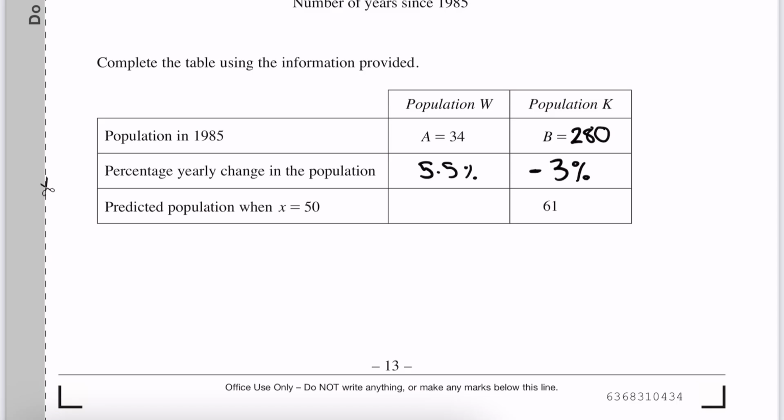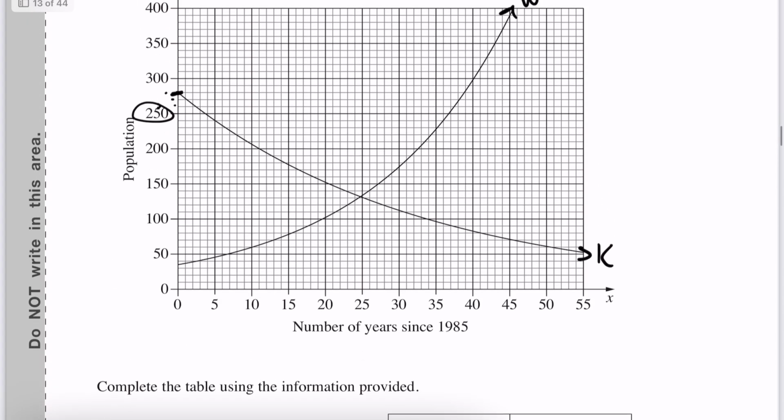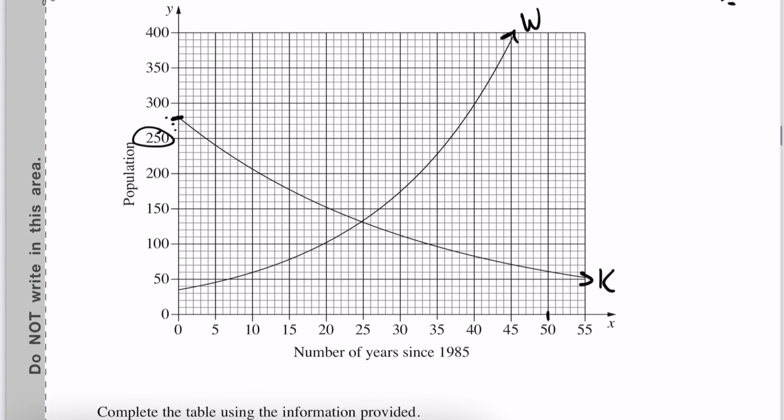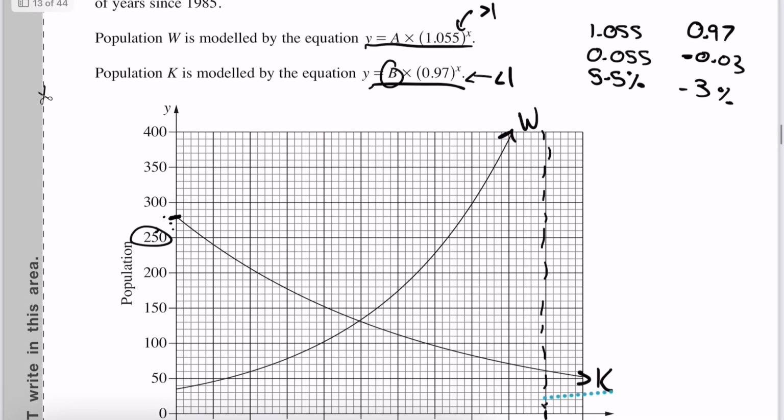The predicted population when x equals 50, they already give it to us for population K, but for population W, they don't. So what we need to do is go here, look at 50, and line it up to our graph. But what we then need to notice is that the W graph doesn't extend all the way to x equals 50. So now what we need to do is just manually figure that out.